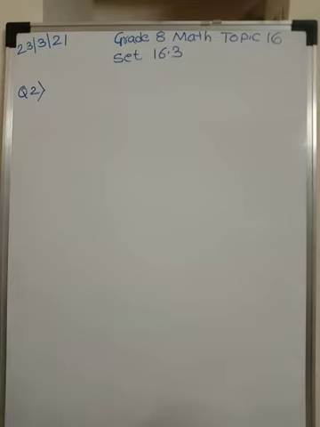We have seen the first question, that is finding the volume of a cylinder from set 16.3. Let's go for question number 2. I'll read it for you. How much iron is needed to make a rod of length 90 centimeters and diameter 1.4 centimeter?